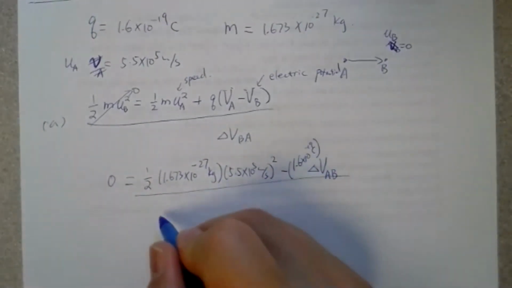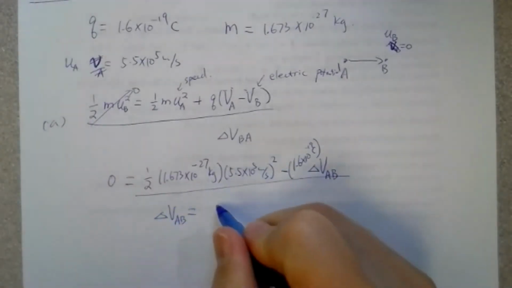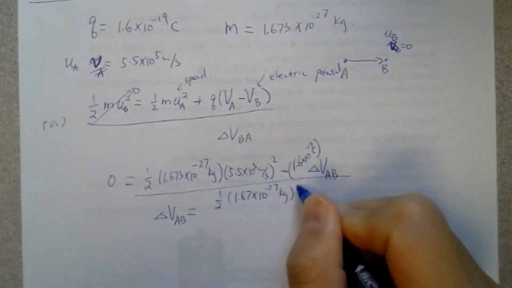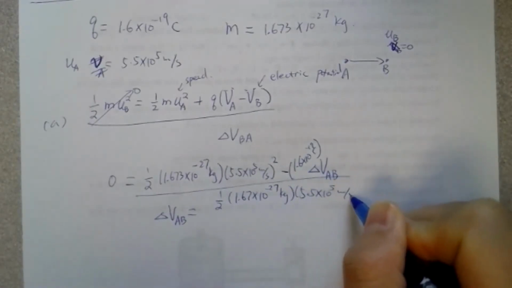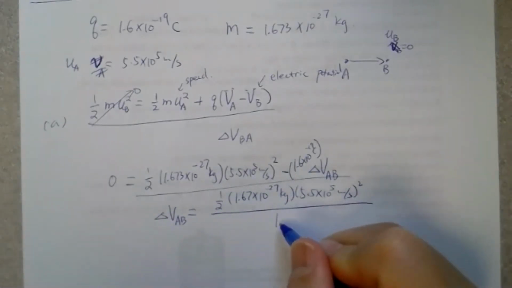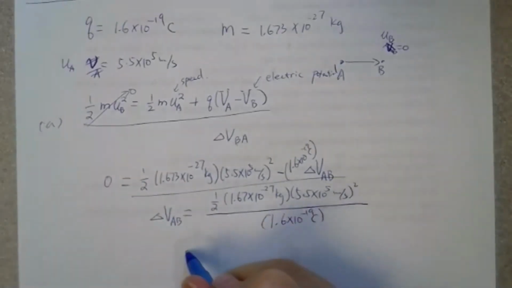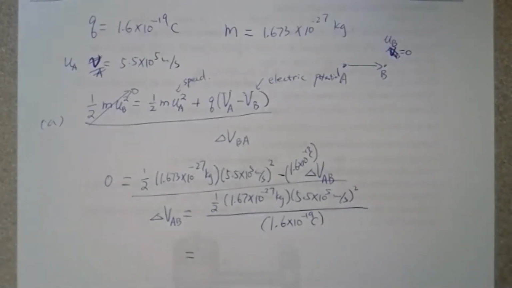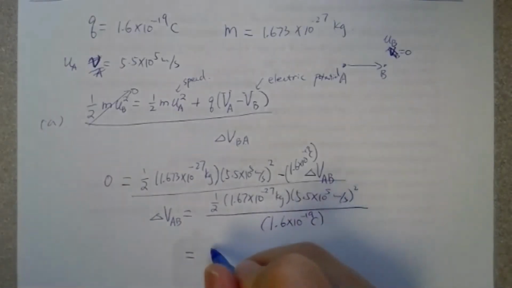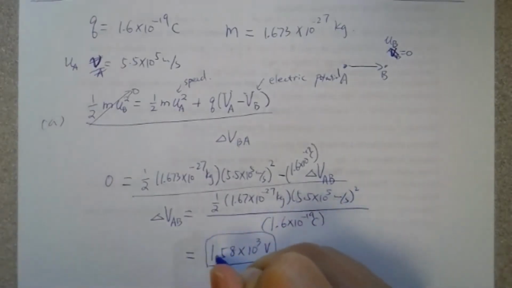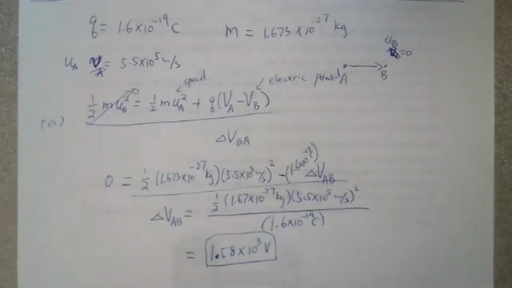So you can figure out that delta V from A to B should be equal to 1/2 of 1.67 times 10 to the minus 27, times 5.5 times 10 to the fifth meters per second squared, divided by 1.6 times 10 to the negative 19 coulombs. Okay, I have everything in SI units, so my final answer will be in SI units. Okay, so this will give you 1.58 times 10 to the third V. Okay, so about 1,500 volts there on this guy.